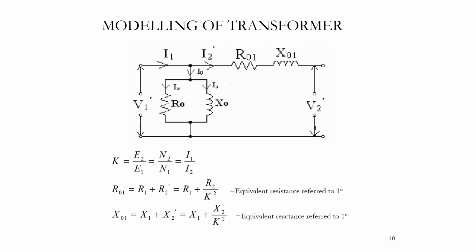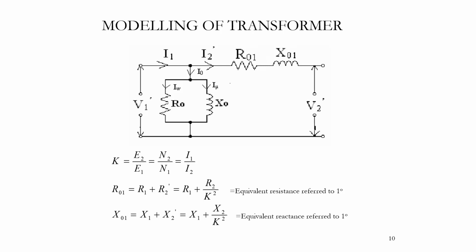I1 is the primary current, I2 dash is the current referred to the primary side, with R01, X01 and V2 dash. Let us see what R01 is. R01 is the addition of R1 plus R2 dash. Here R1 is your primary resistance, and R2 dash is the equivalent resistance referred to the primary side, which is given by R2 divided by K square, where K is the transformer ratio.